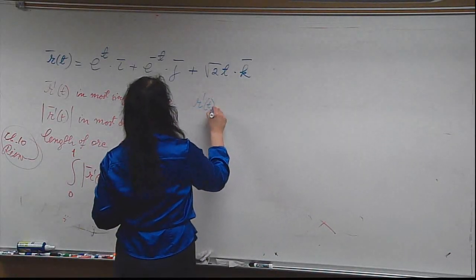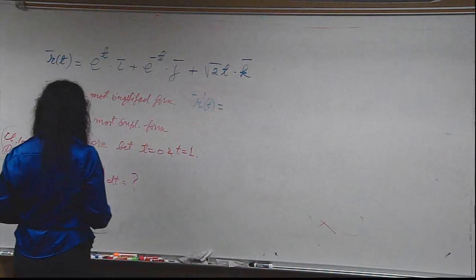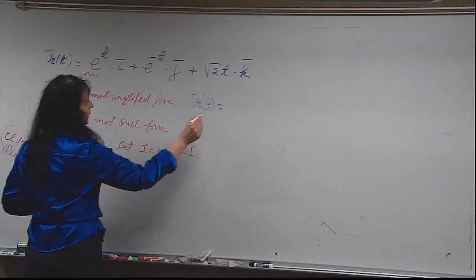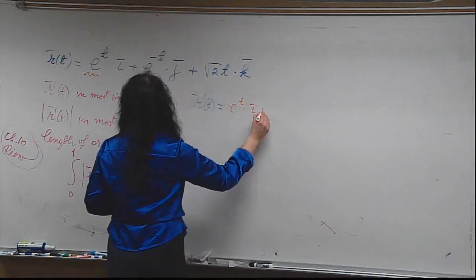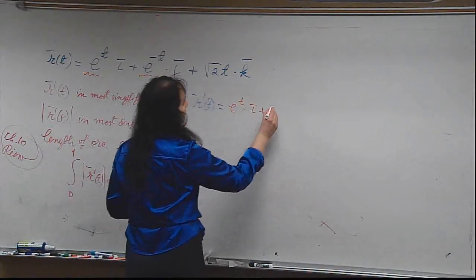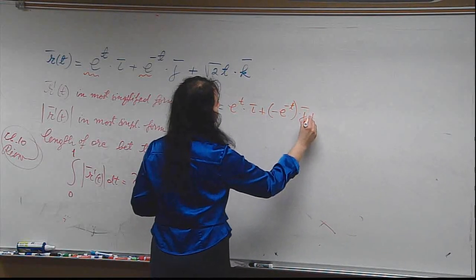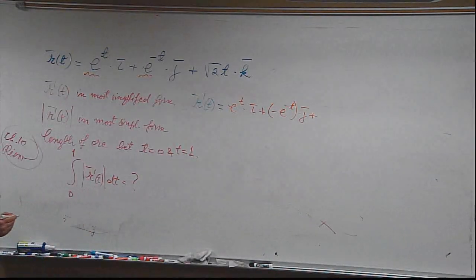r prime of t, who's going to help me with r prime of t? This fellow, e to the t, and how about that? Negative e to the negative t. Wait, I thought arc length was the square root of 1 plus f prime of t squared dt, for a plane curve.